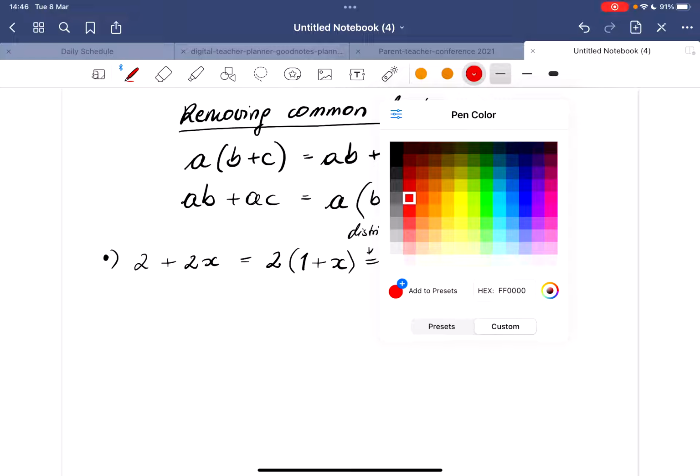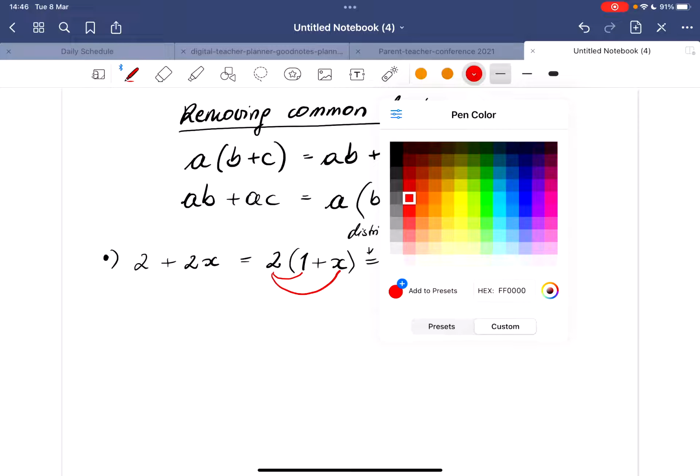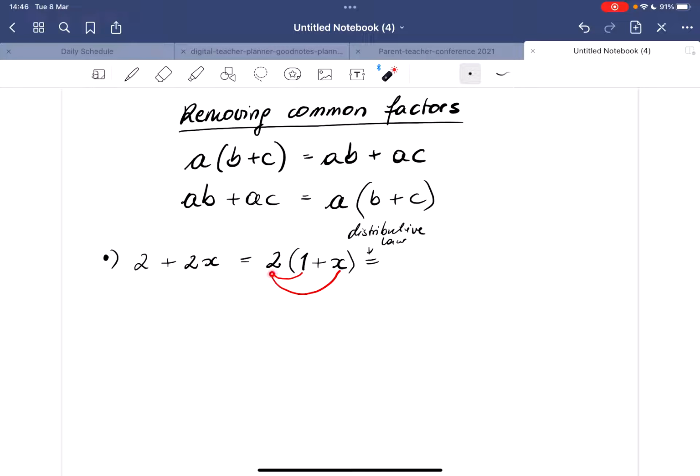So, remember, for the distributive law, I need to take 2 times 1 and 2 times x. Now, 2 times 1 gives me 2. 2 times x gives me 2x. And that's exactly the same term as I started with. And therefore my answer here is correct. Okay?